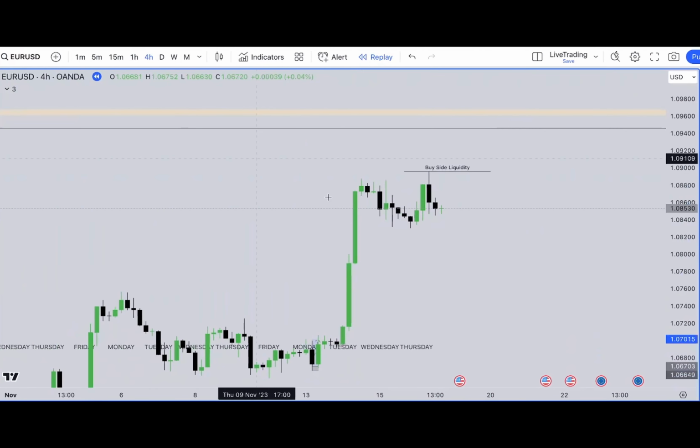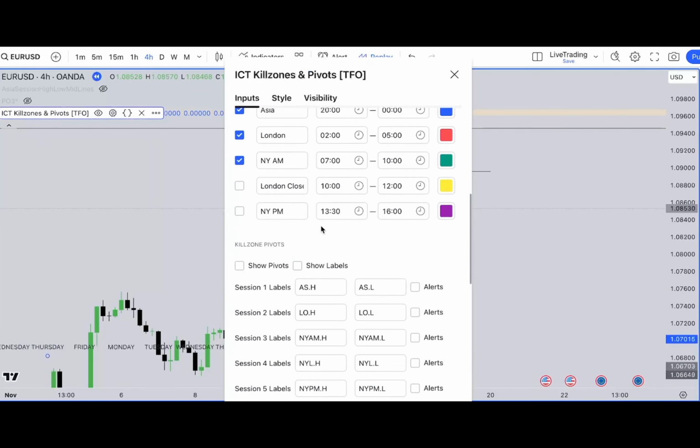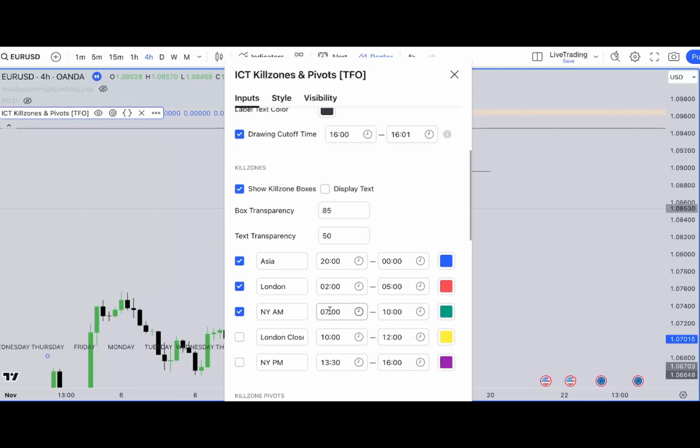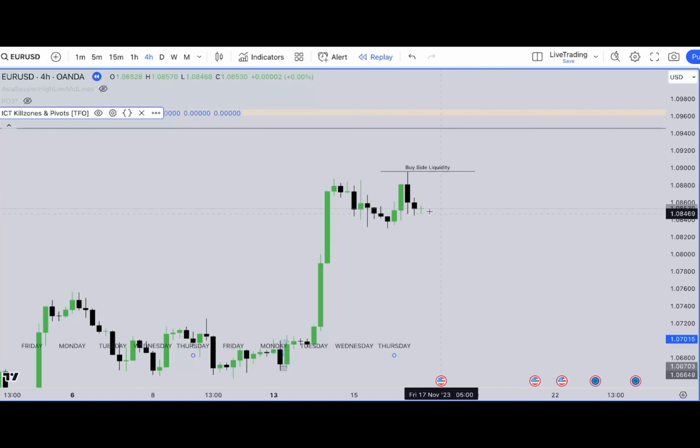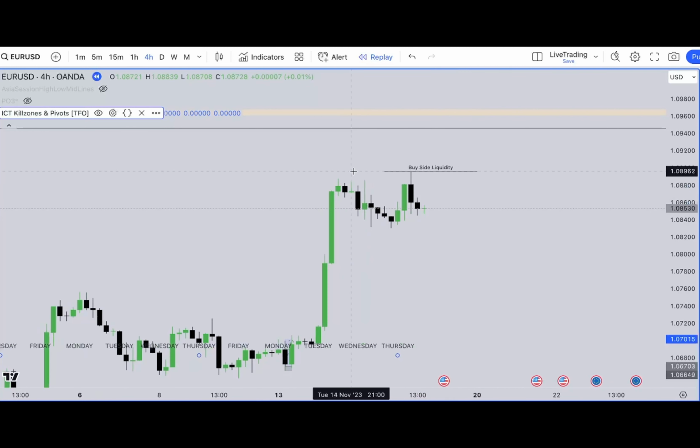Let's take a look at another example. This time we're not on the indices, but we are on the Euro US dollar. So there we go to check with our kill zones again. The difference was the New York AM. I already edited it. It's 7 till 10 for the AM session. And let's take a look at a higher time frame target. We are at the 4-hour and we have some really clear targets to be reached.